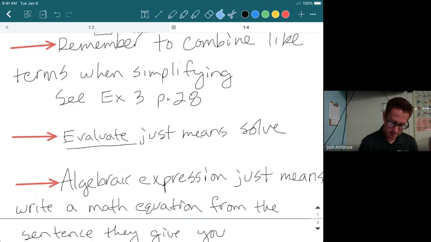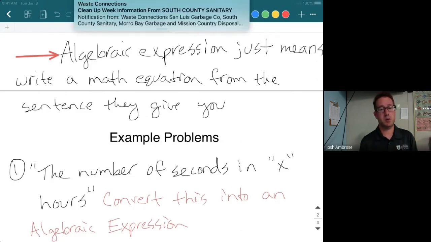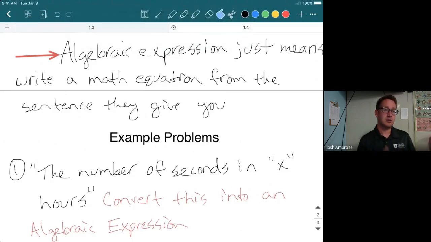And then let's get down to, you've heard me say the phrase algebraic expression multiple times in this video already. That just means that that's like a written math equation, okay? And so if you see algebraic expression, or you might see the phrase write the algebraic expression, that means you're going to write the math equation that would be given from a sentence. So in other words, they're going to give you words, and then you just need to take those words and translate them into an actual mathematical sentence.